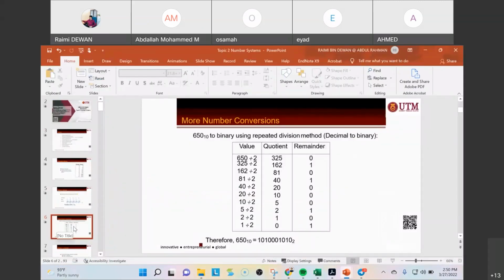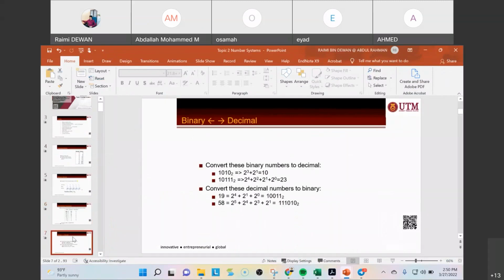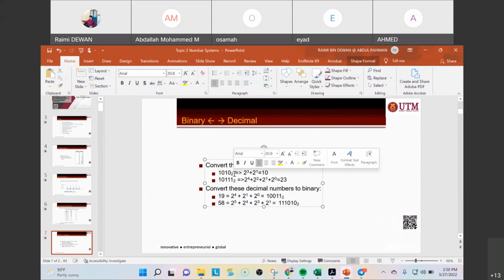Okay, enough with that. Now the next one is, we want to convert from binary to decimal. This one I already touched on just now. You can try this at home, at your own convenience. Don't copy your friend. You try first, and try not to use the calculator, because maybe in the exam the calculator is not allowed, because in the previous practice we don't allow it.